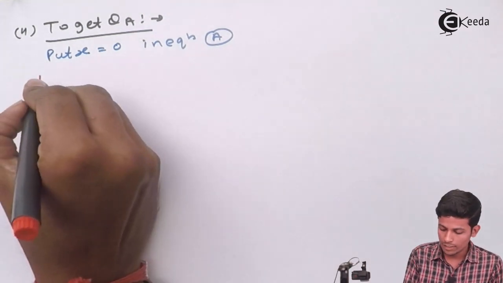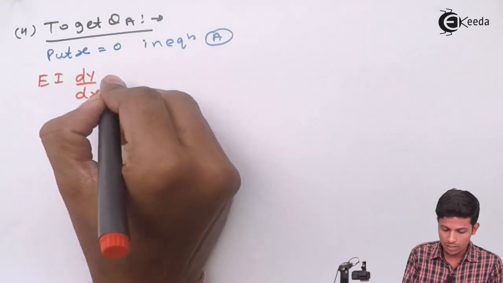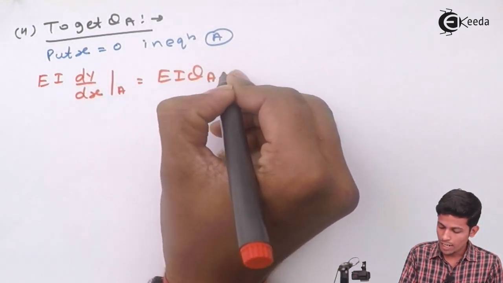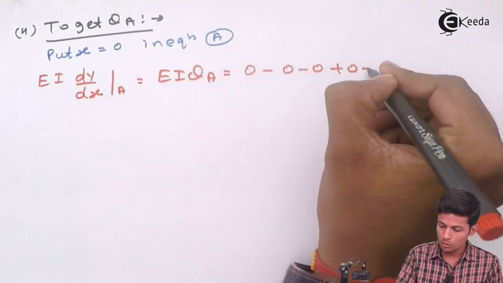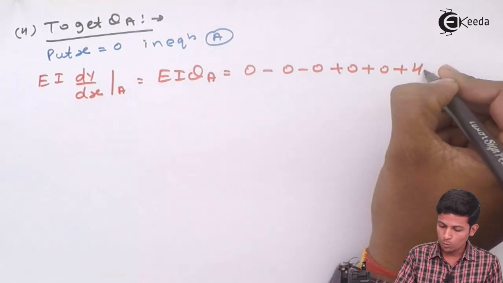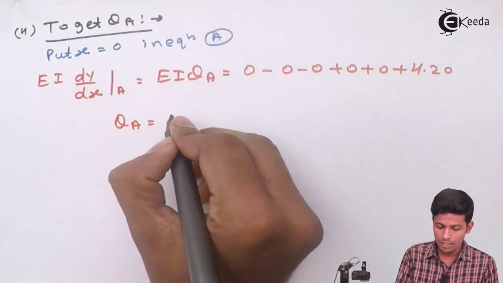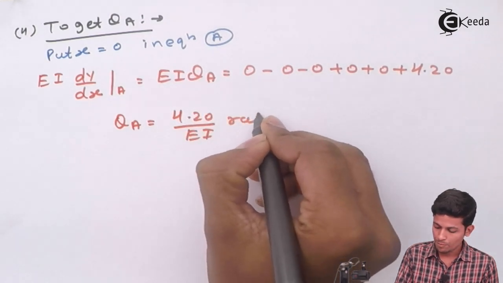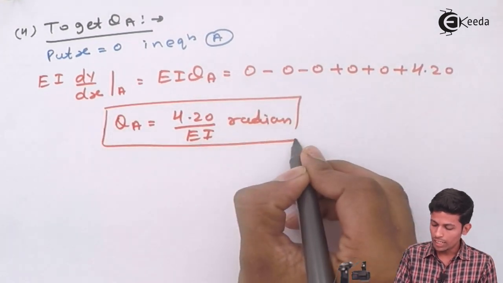So how will you get this answer? EI dy by dx at A is equal to EI theta A is equal to 0 minus 0 minus 0 plus 0 plus 0 plus 4.20. So your theta A will be 4.20 upon EI radian. This is asked in the exam.